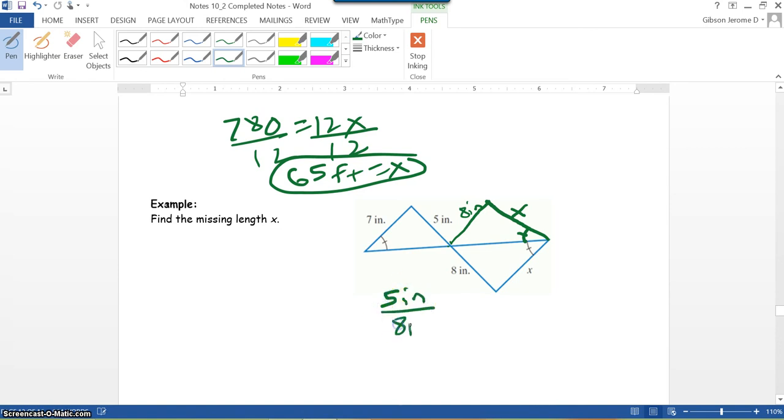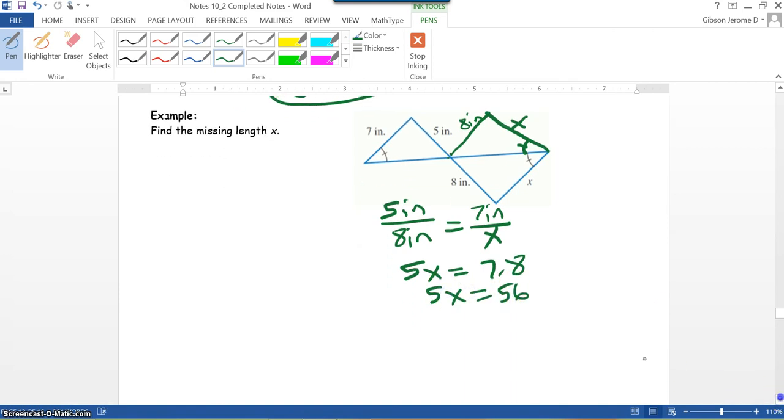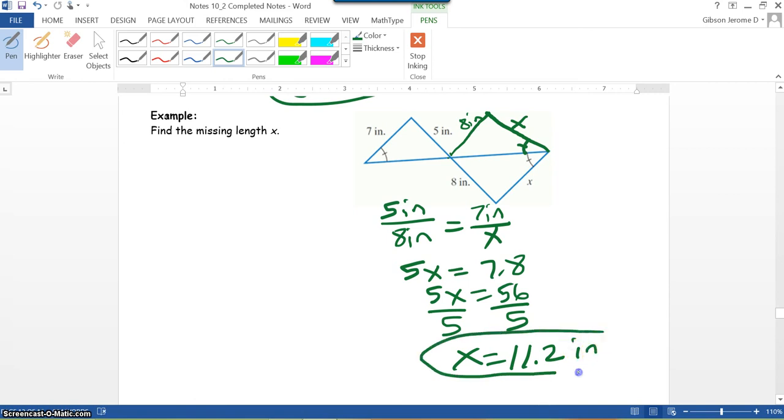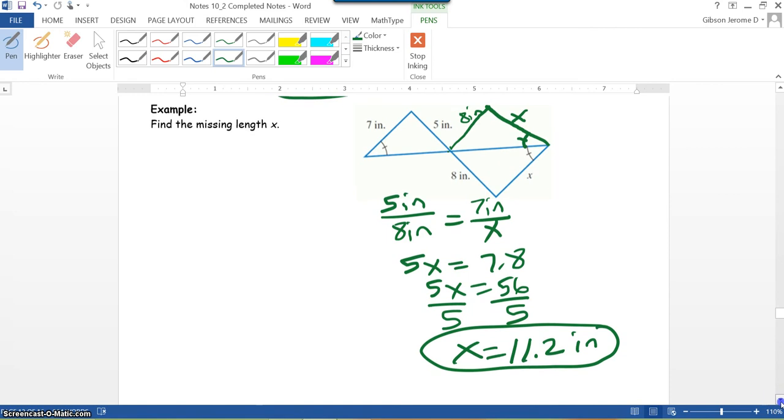So it would be 5 inches over 8 inches. And we would set that equal to, now we would have 7 inches and the x are proportional. So we would cross multiply. We would have 5x is equal to 7 times 8. So 5x is equal to 56. Now, we have to divide each side by 5. And x is equal to, this will give us 11.2. And that would be 11.2 inches. And that is what x would be equal to.